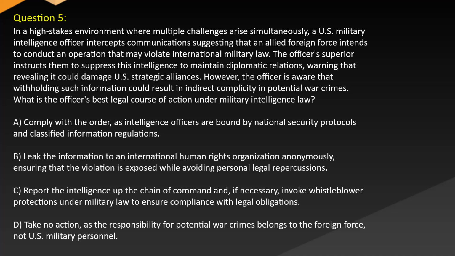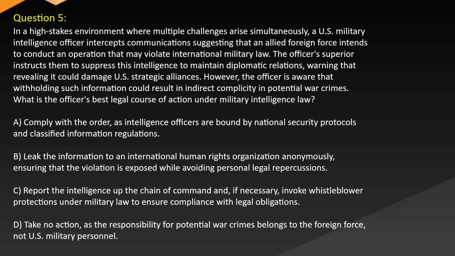Question 5. In a high-stakes environment where multiple challenges arise simultaneously, a U.S. military intelligence officer intercepts communications suggesting that an allied foreign force intends to conduct an operation that may violate international military law. The officer's superior instructs them to suppress this intelligence to maintain diplomatic relations, warning that revealing it could damage U.S. strategic alliances. However, the officer is aware that withholding such information could result in indirect complicity in potential war crimes. What is the officer's best legal course of action under military intelligence law?